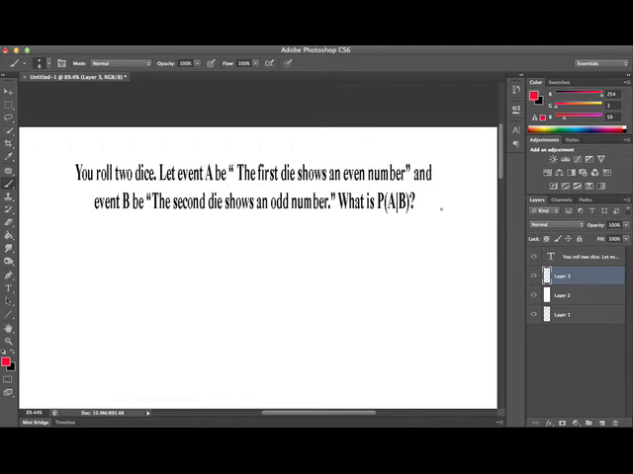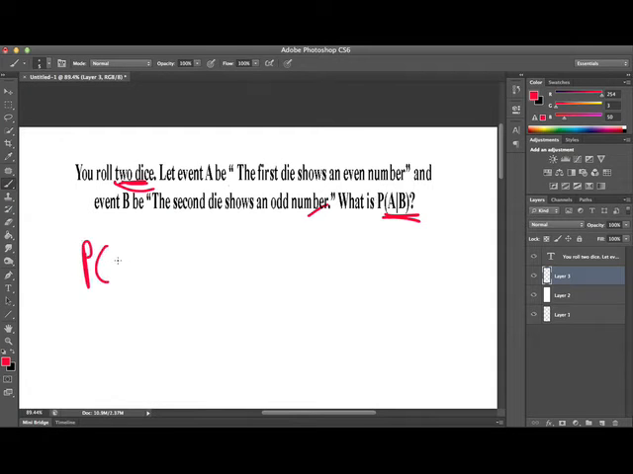So it's kind of nice that they give you what formula you're going to use, which is the probability of A such that B. But the reason why you're going to have to use the probability of A and B is that you're working with two dice. So since you're working with two dice and not just one, that's why you're going to have to use this formula right here. So let's get into it.